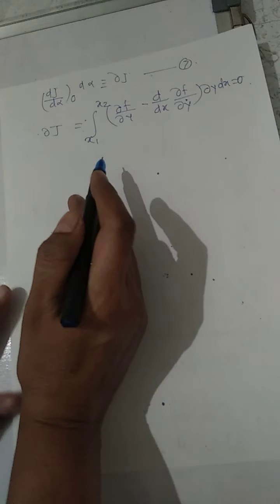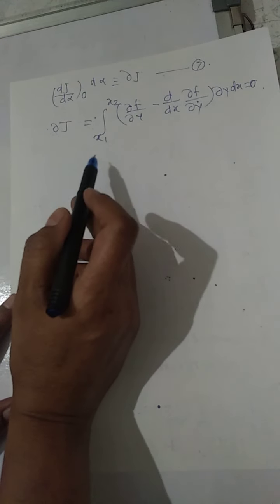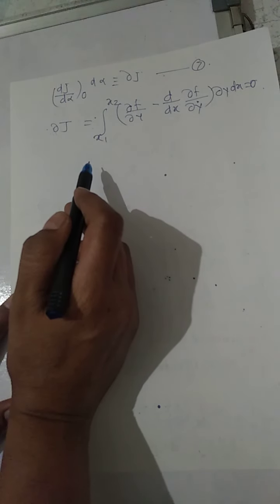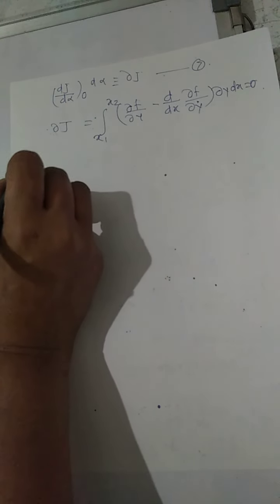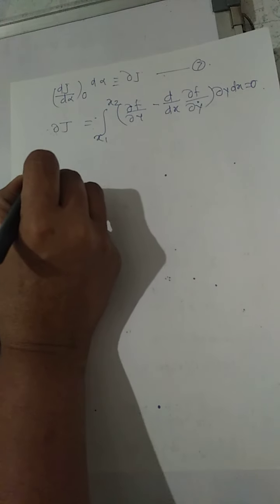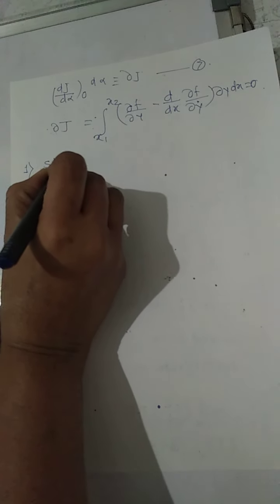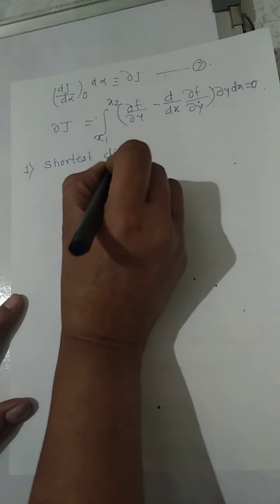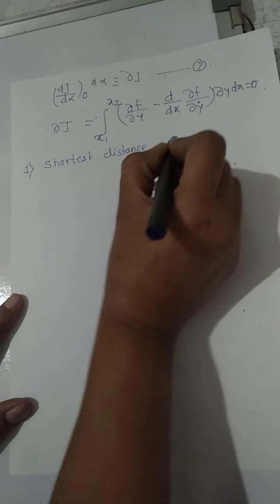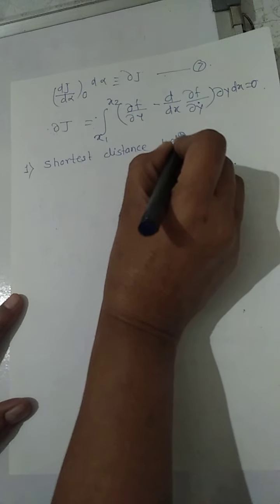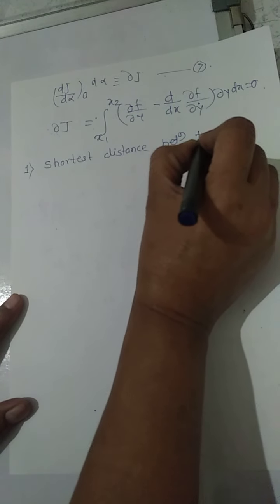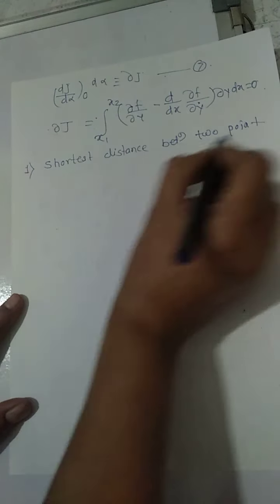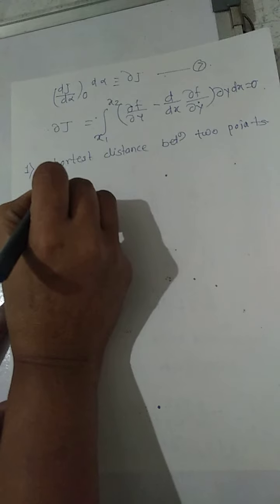Then we see some examples of the application of equation 5. The first application of this equation is the shortest distance between two points in a plane.